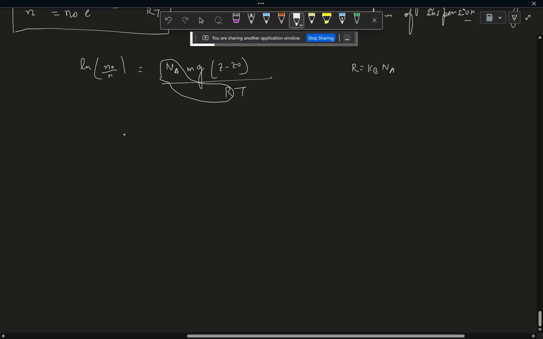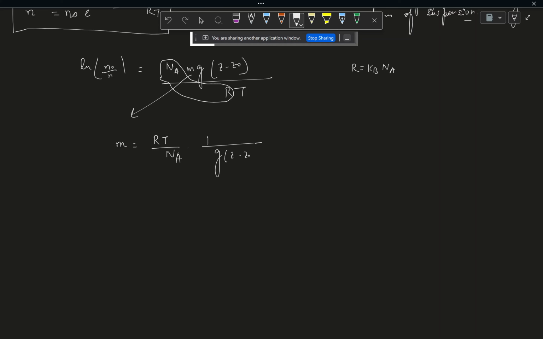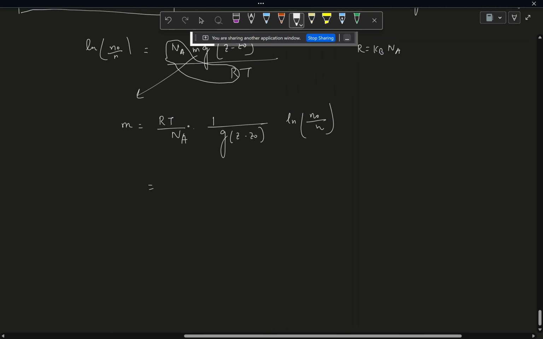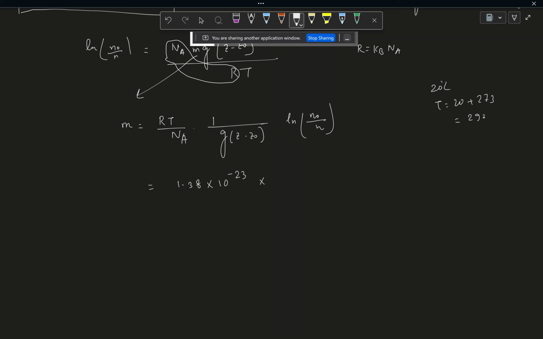So now look at what information you have in hand. First let us separate out this m term. So m is basically RT by Na into 1 by g (z minus z naught) ln of n naught by n. Now put down the value. I'll directly write R by Na as kB. kB has a value in SI unit 1.38 to the power minus 23 joule per Kelvin, and the temperature in our case is given as 20 degrees centigrade, which is 20 plus 273, it is 293 Kelvin.